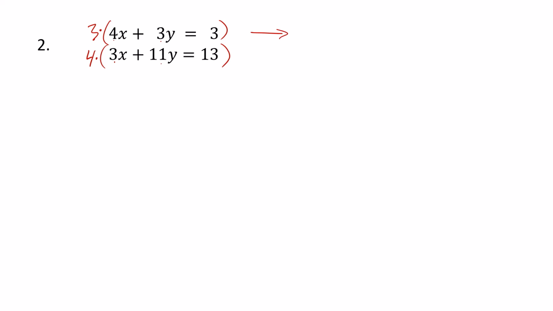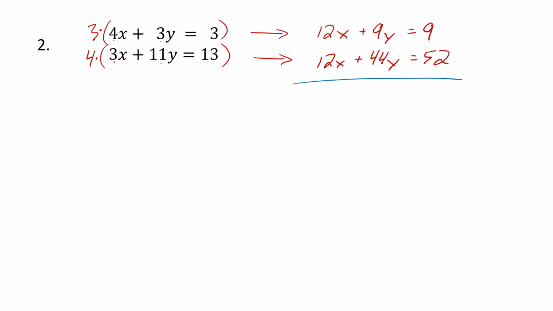So I'm going to go ahead and just do those two things and rewrite the new results down, so I'm scaling up. In other words, here it would be 12x plus 9y equaling 9. The second one would be 12x plus 44y equaling 52. So now what we'll do vertically is just make a decision as to whether adding or subtracting is going to eliminate the variable I'm going after.